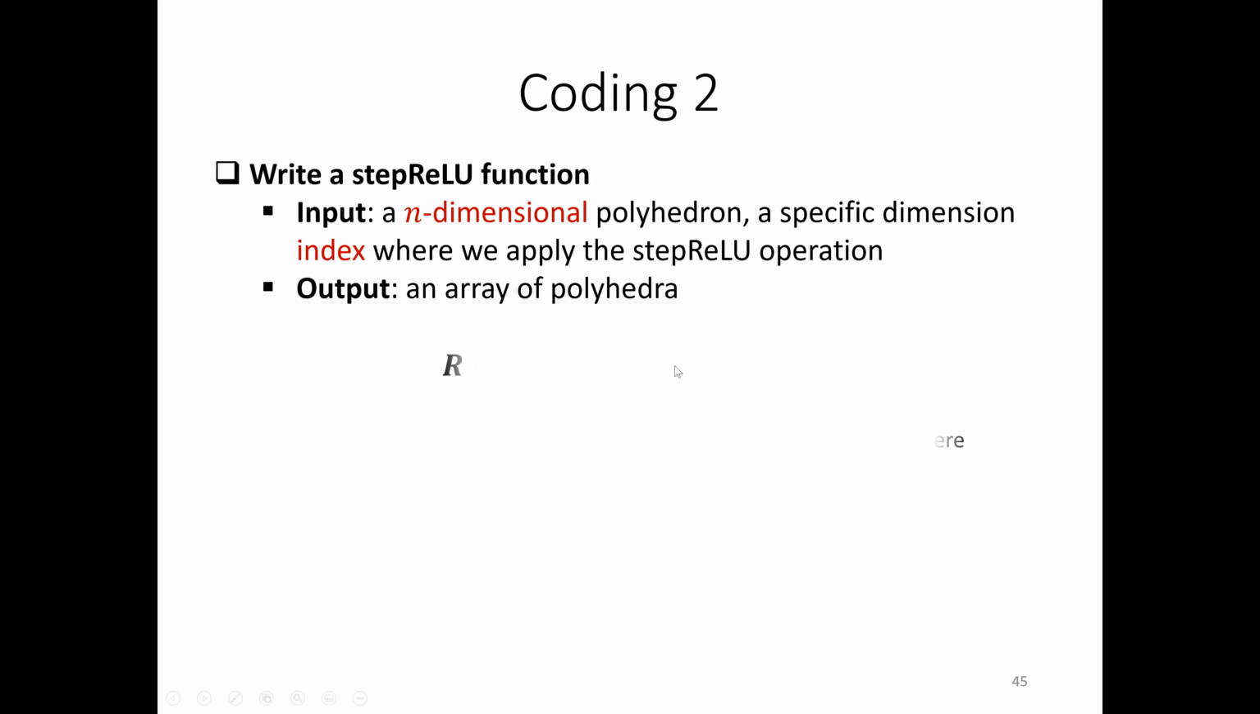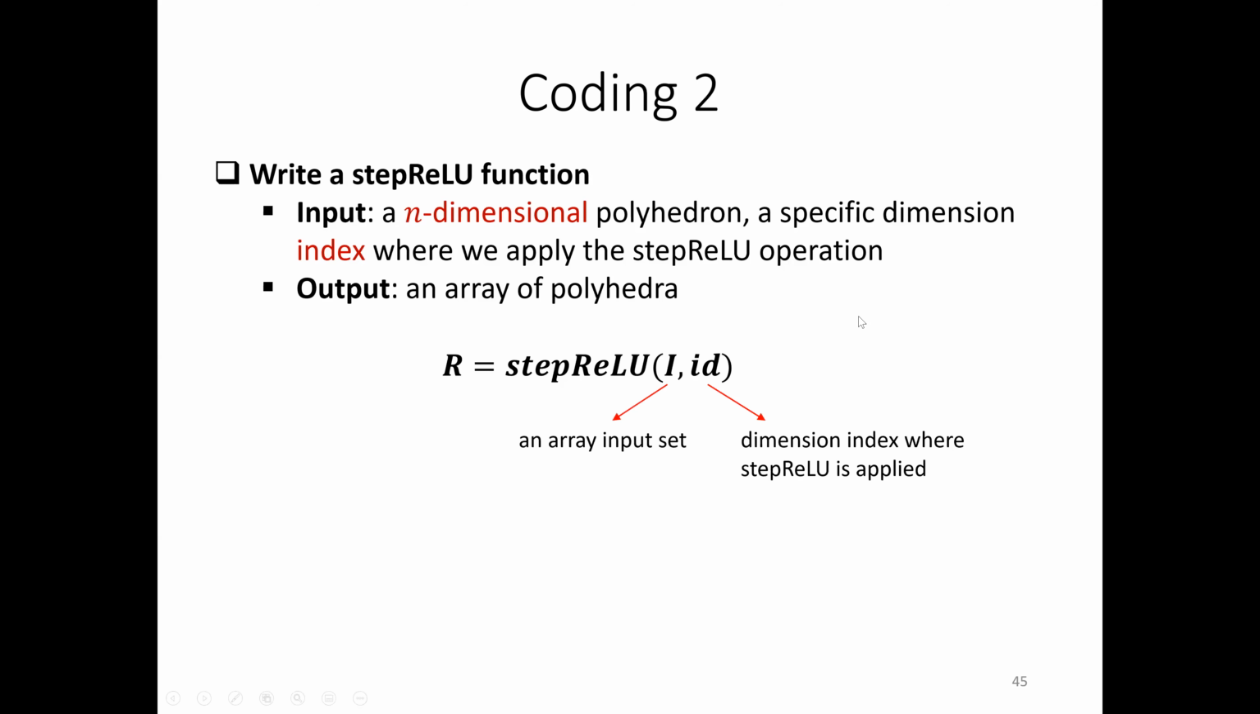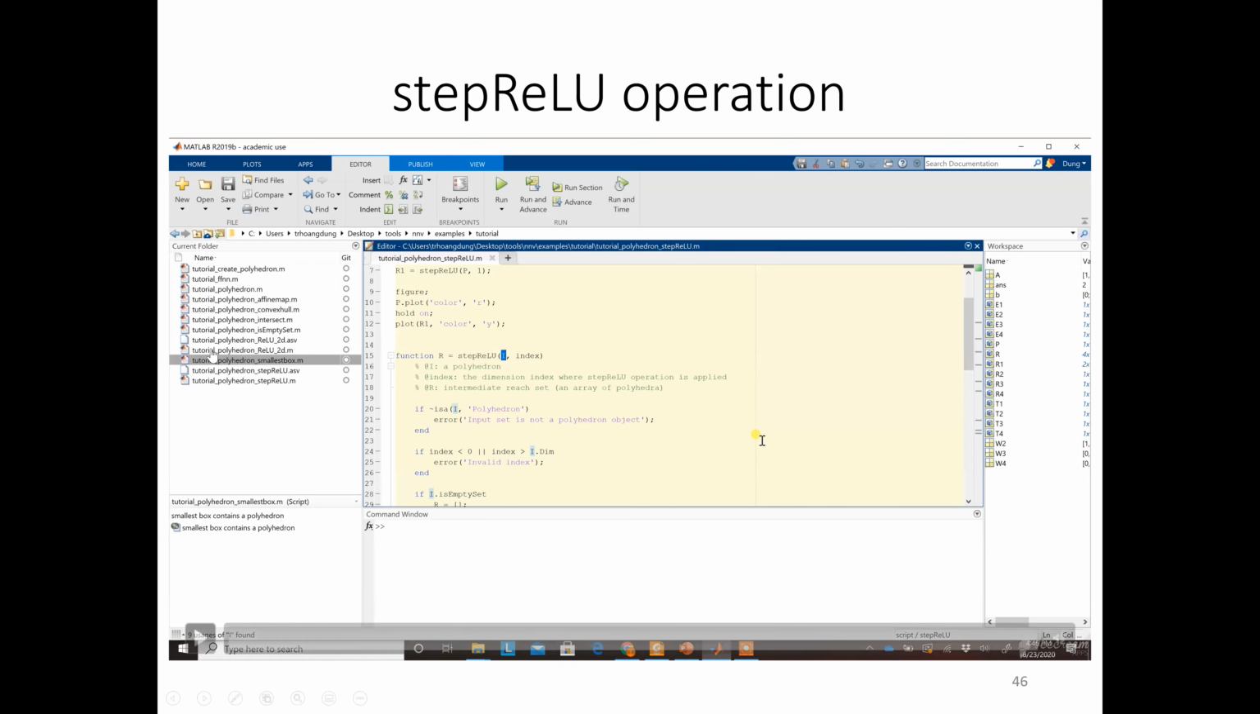Okay, so I'm gonna show you how to do it. The function I want you to write is step ReLU, and it's gonna have an array of input sets. Here you just consider a single input set first. And then the ID, which is the dimension index where you want to apply the ReLU activation function on, okay? And then, okay, so here is the video, how to do it.